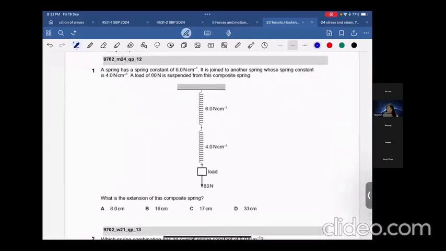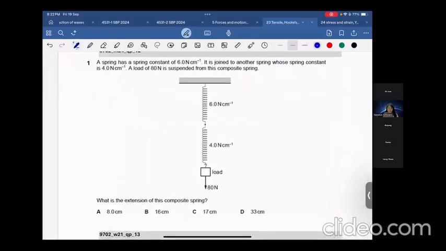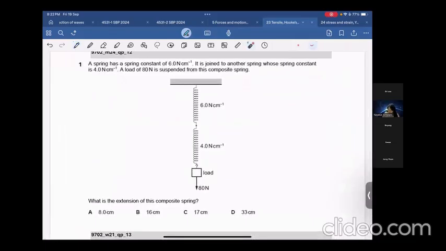Boys and girls, let's see what kind of past year question they will ask. Next question, this is 2024, last year. A spring has a spring constant of 6 Newton per cm. It is joined to another spring which is 4 Newton per cm. A load of 80 Newton is applied. There are two ways to solve. You can use your Form 5 method, counting the extension of each one. Or today we use the method we just learned, calculating the total spring constant.